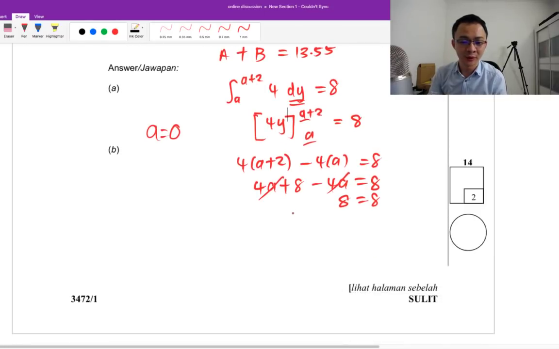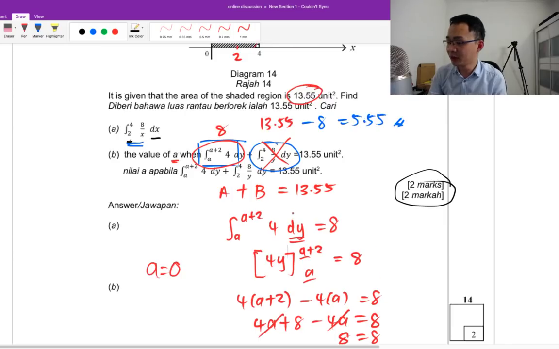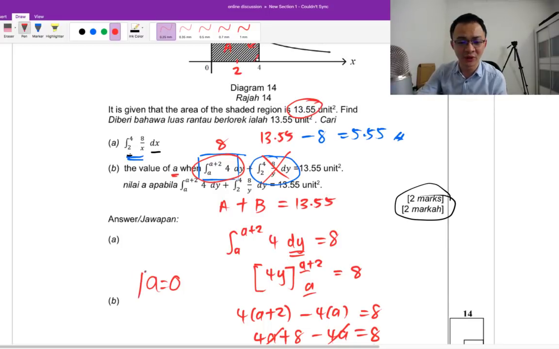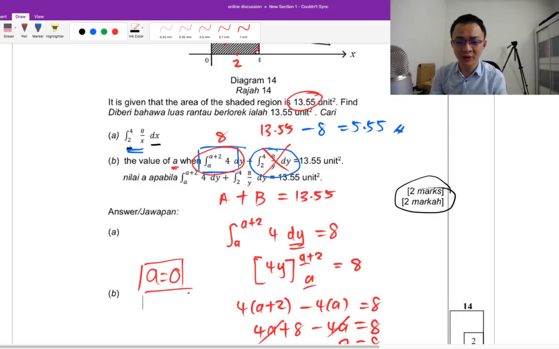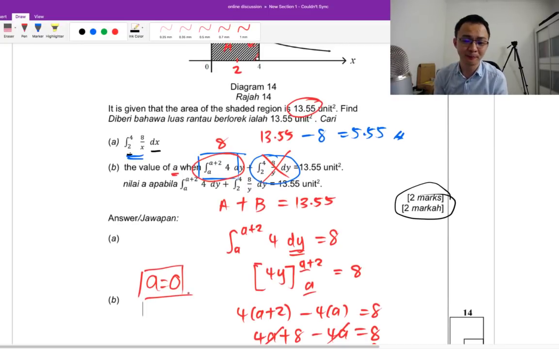So let me move on. I guess A should be equal to 0. But that is not the answer by the marking scheme. Then what is the answer for the marking scheme? No, A equals A. We cannot say it equals 1.